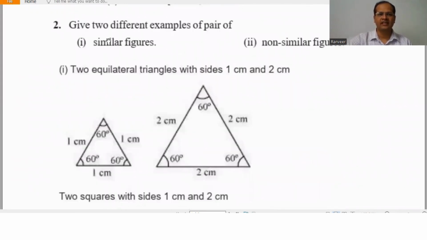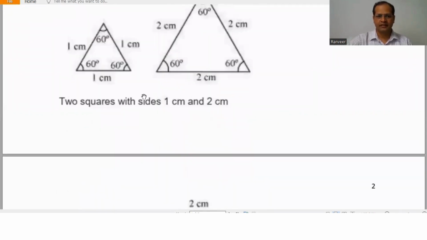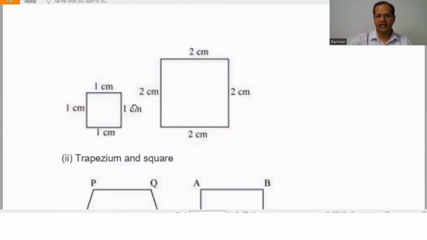Now we have to give two examples in question number 2. Give two different examples of pairs of similar triangles. Similar triangles are equilateral triangles with different ratios, with a different proportion. So this is 60 degrees and this is also 60 degrees. All are 60 degrees, but their ratio is 1/2. So in this case, this is similar. Similarly, if we take the square, then the sides are different, but all the angles are the same.